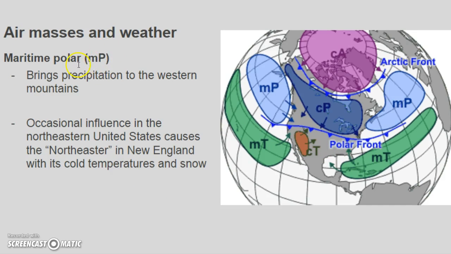So maritime polar, small m, capital P. These bring precipitation to the western mountains. Looking at the map, these are going to be the Pacific Northwest, this area up here. Occasionally they influence the northeastern United States, and they cause what are called nor'easters in New England, with cold temperatures and snow. We'll talk about nor'easters very, very briefly.